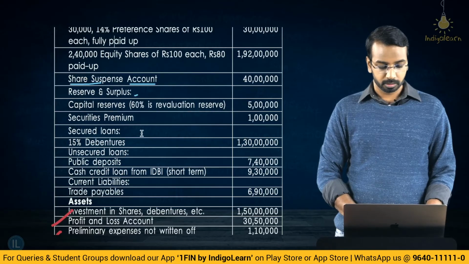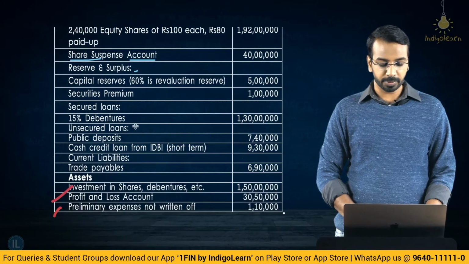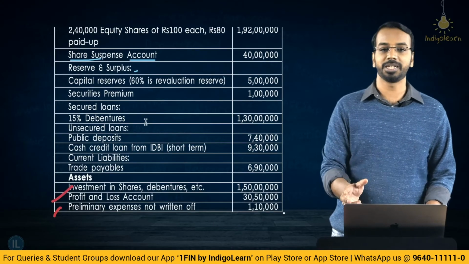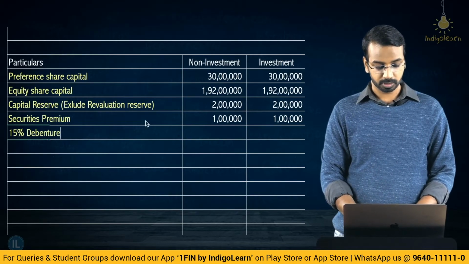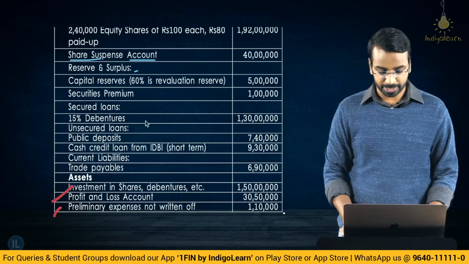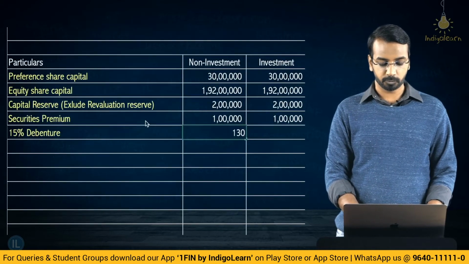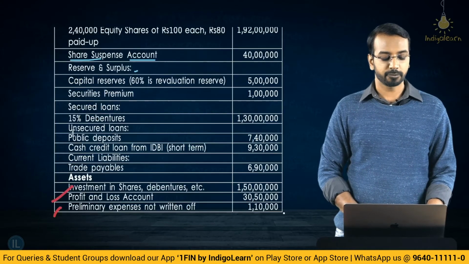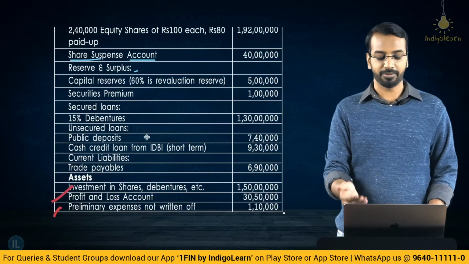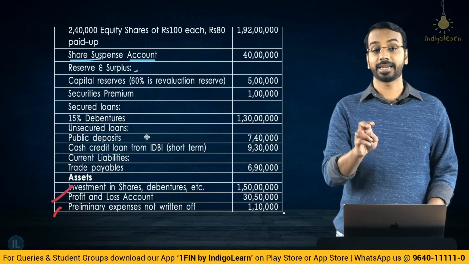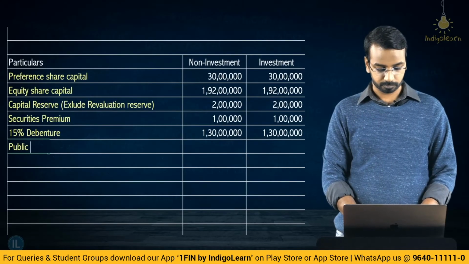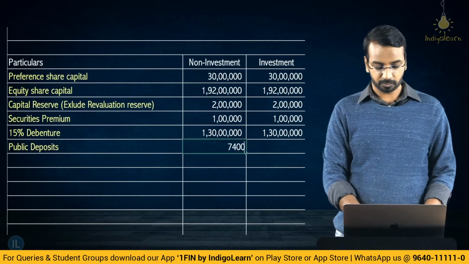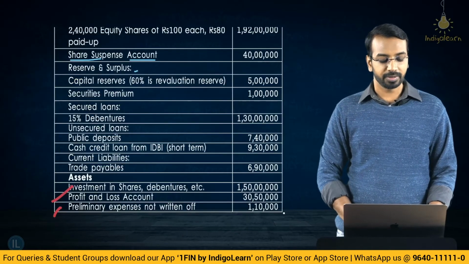Then secured loans, 15% debentures. Will it be considered? Yes. 15% debentures. How much is that? 1 crore 30 lakhs. Then we have public deposits. Now public deposits is 7,40,000. Will that be included? Yes, that will also be included, because that is a part of your long-term loan. 7,40,000. Then we have cash credit.